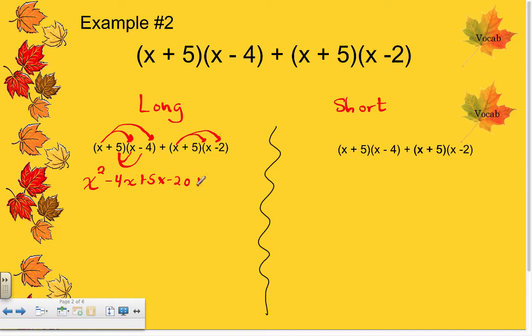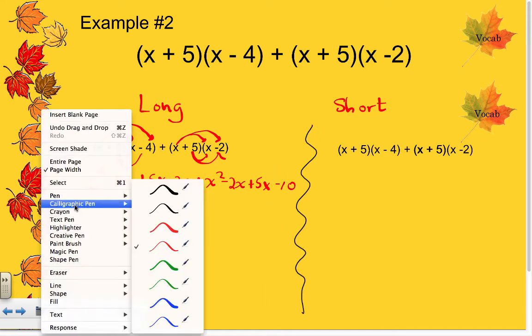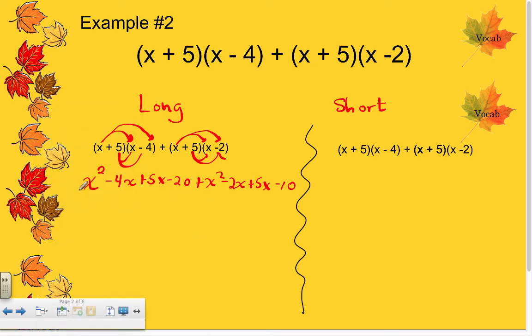Plus x squared minus 2x. Wow, I may even run out of room. Plus 5x minus 10. Oh my goodness, I'm not even done yet. I'm going to move this line over so it's not in my way. I've got to now combine like terms. Okay, there's an x squared, and there's an x squared. So I have two x squareds altogether. Wow, look at all these x's I have.